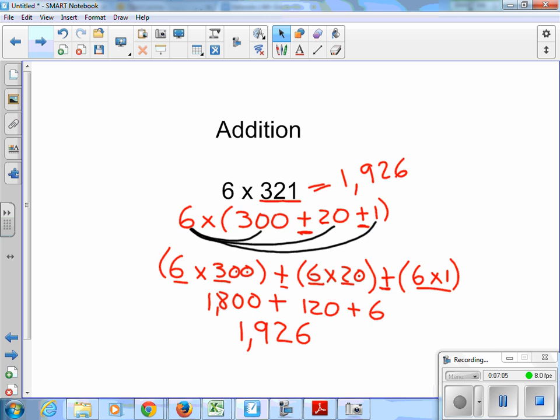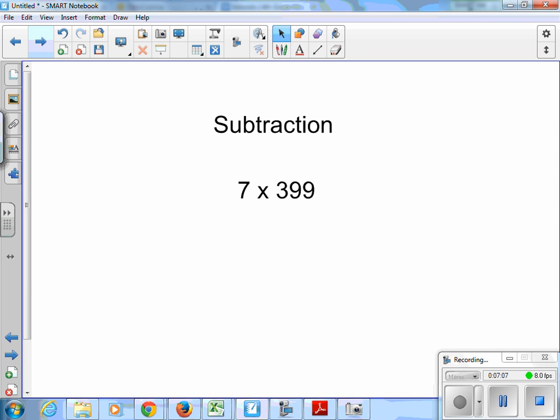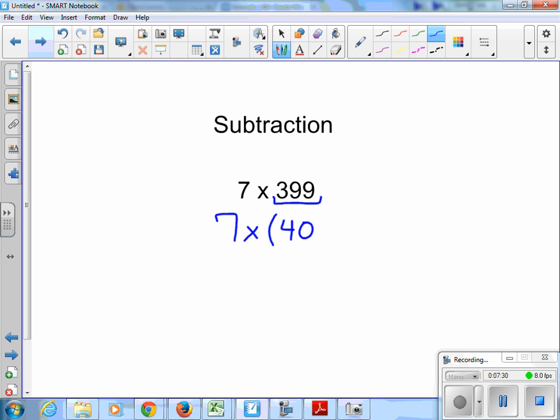There is one more strategy that is very similar to the addition, but it involves subtraction. So look at these two numbers. The 300 is very close to which number? Hopefully you see that it's close to 400, right? So how can we write 399 in relationship to 400? Well, I think we can say that 399 is 400 minus 1. You see it? 400 minus 1 is 399.